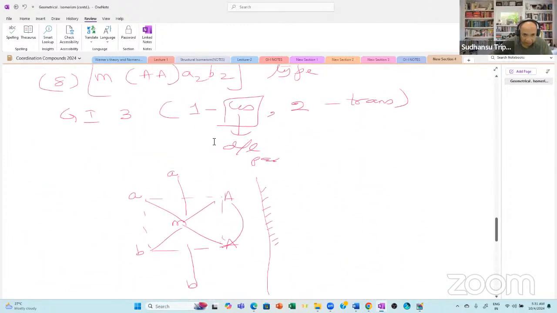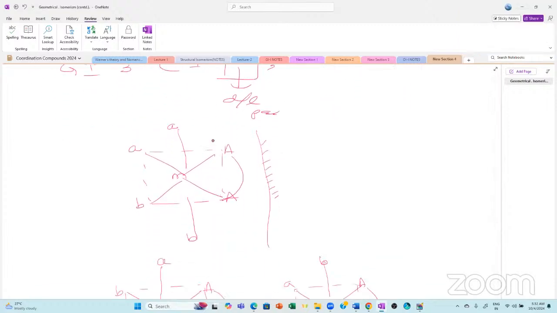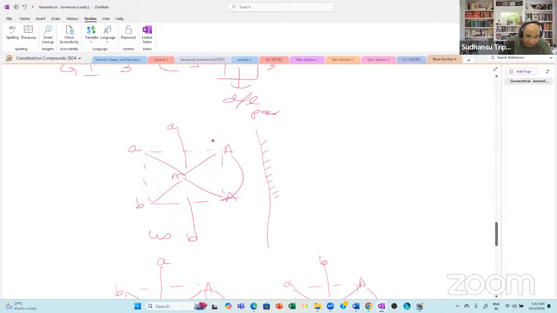Write down the position, cis. Only one cis. I have not written cis D, cis L, or cis plus, cis minus. I am not drawing the mirror image. I don't have time. You also should not have that time to draw.